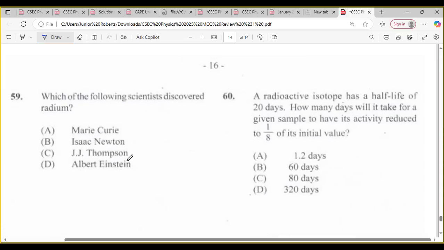59 says, which of the following scientists discovered radium? So radium was discovered by the female, Marie Curie. So 59 is A.